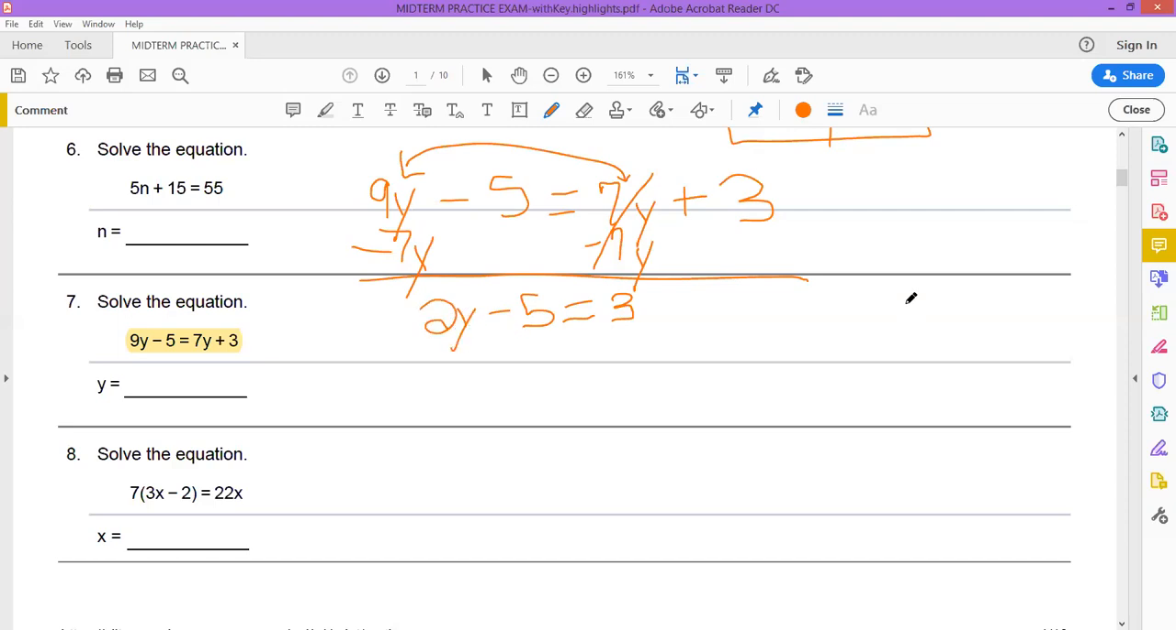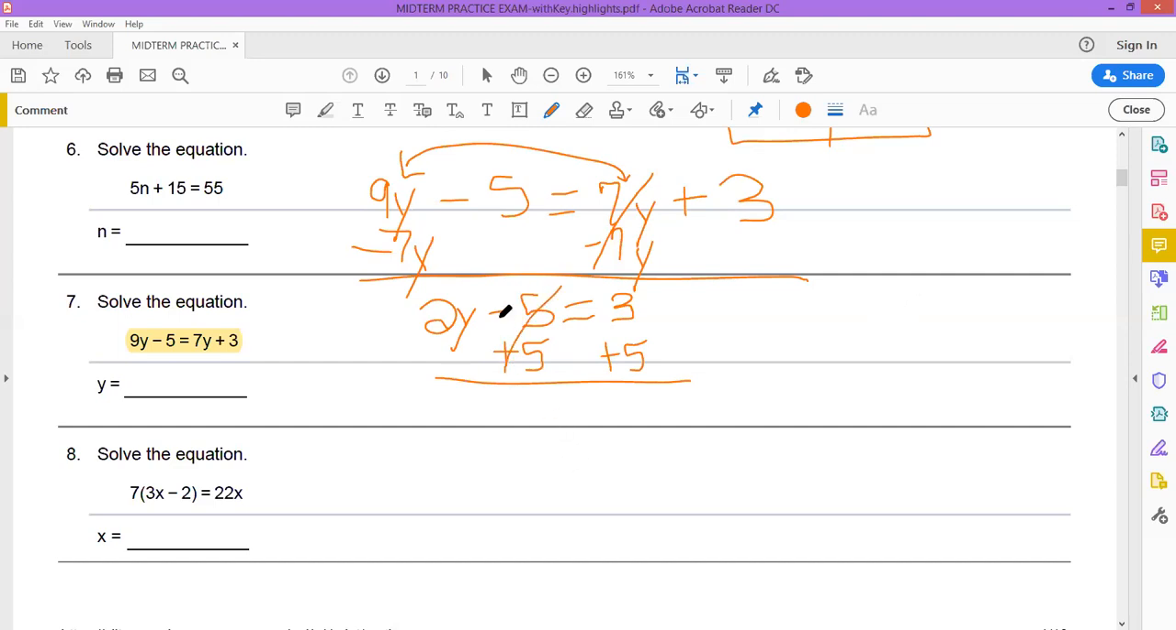Now we'll continue to solve here. We aren't done until we get y by itself. And you always remove the term that's not attached to the variable first. So we're going to add the 5 to move 5 to the right side of the equation. We're adding 5 on the right and the left side.